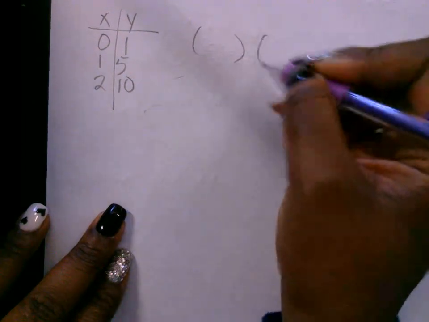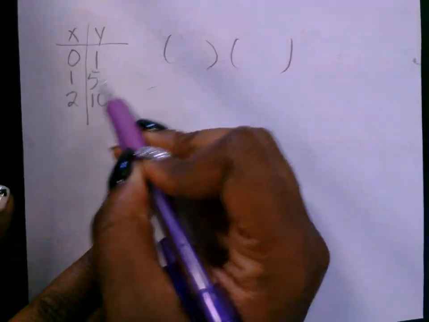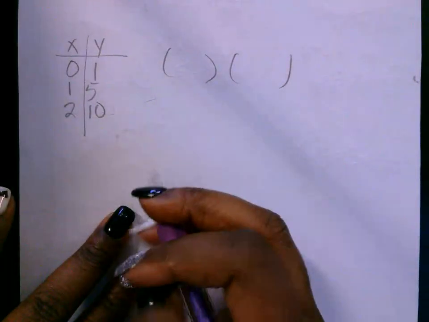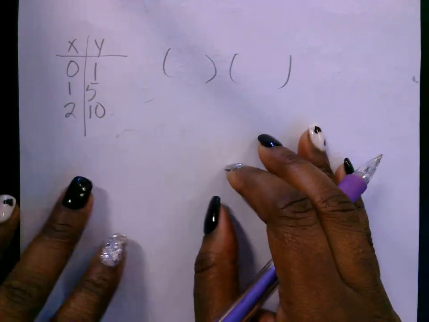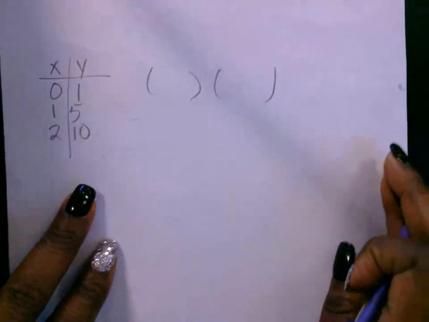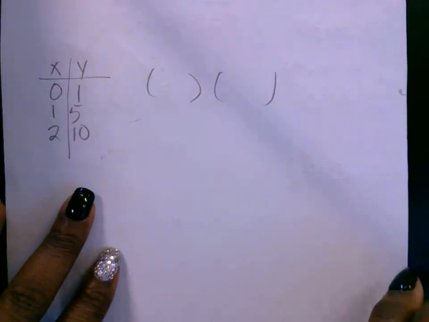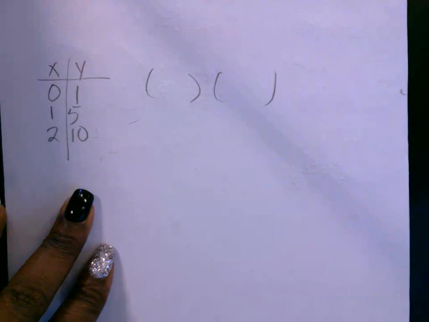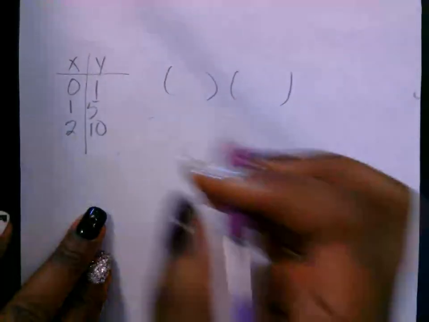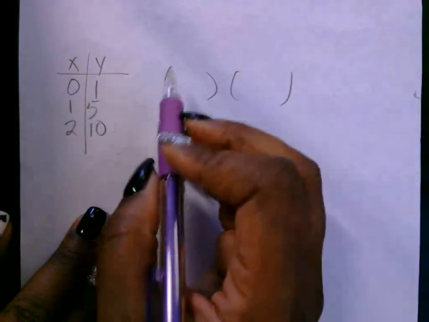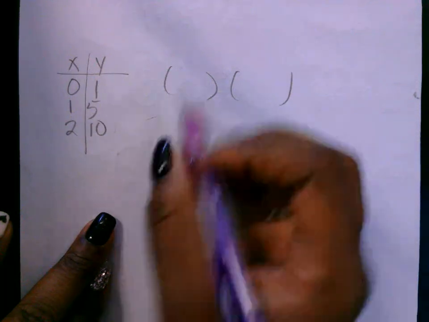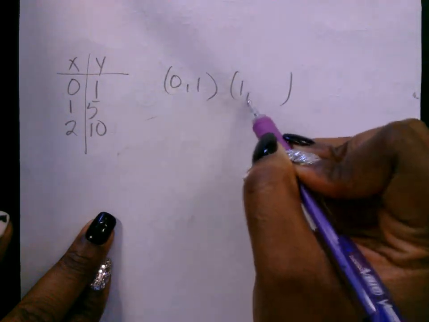You can pick 2 points, or you can look to see how much it's going up by. It might not be going up by the same interval, so that's not always a good thing to do. So we're going to pick 2 easy points from this table. Which 2 points are easiest? 0, 1, and 1, 5.